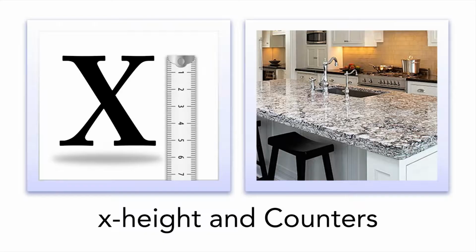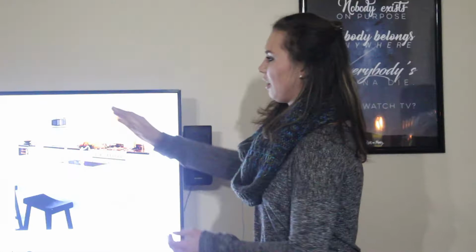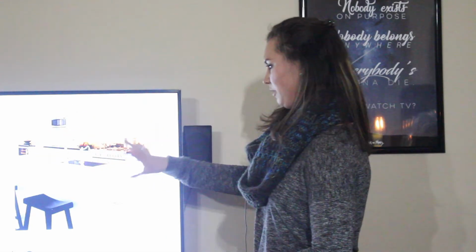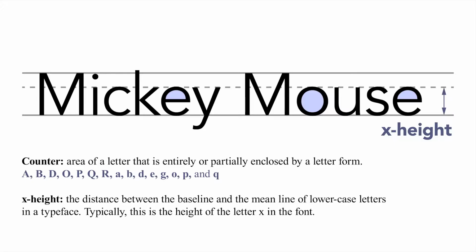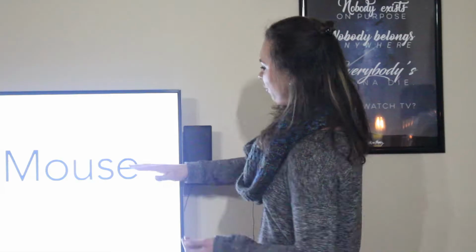So X height and counters, they kind of go together. So just remember how tall our X is, and then this really has nothing to do. I just wanted to give you a visual. So here is Mickey Mouse on your 3 lines of type.